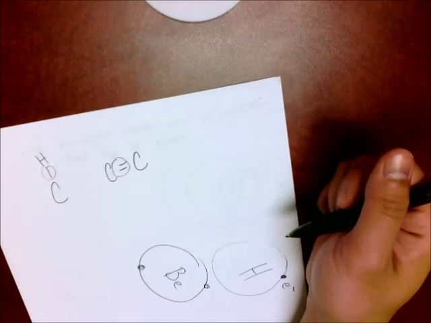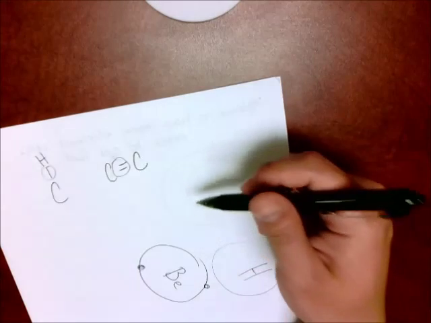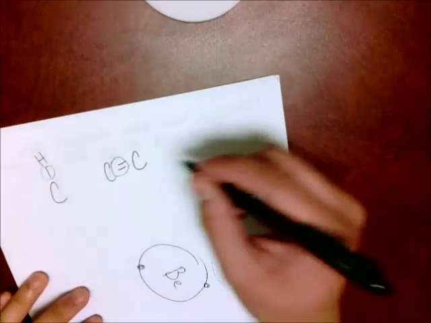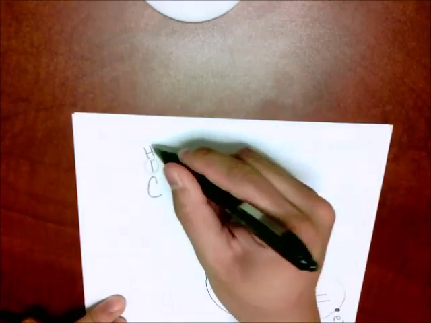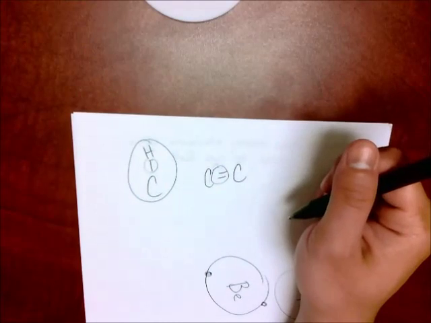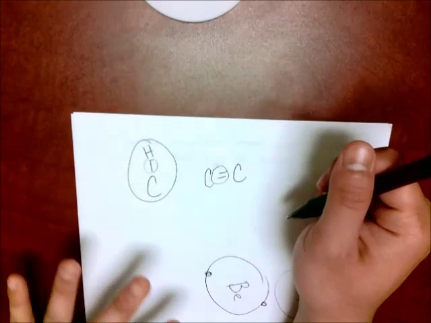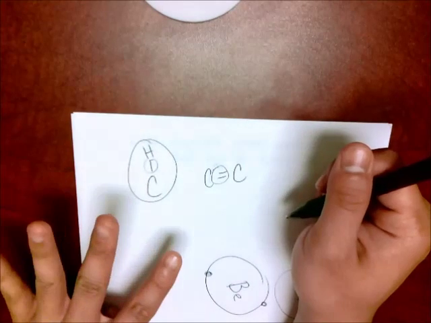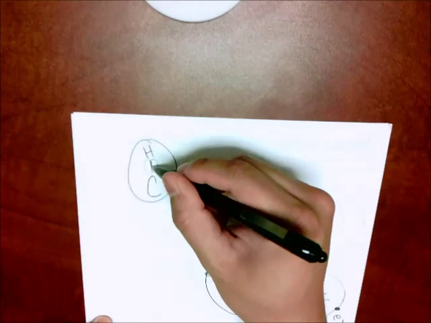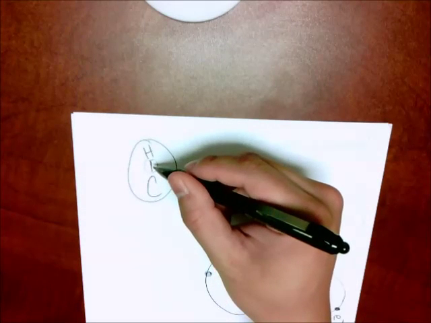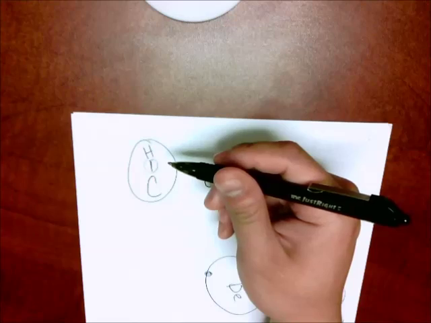But the idea is that you have to share enough in order to fill up your ring. So you'll never see this. Even though I drew it, this is not real. Why? Because I told you carbon needs 4 electrons, right? If carbon needs 4 electrons, but over here I'm only bonded to 1 H, or 1 electron being shared, that means I still need 3 more.